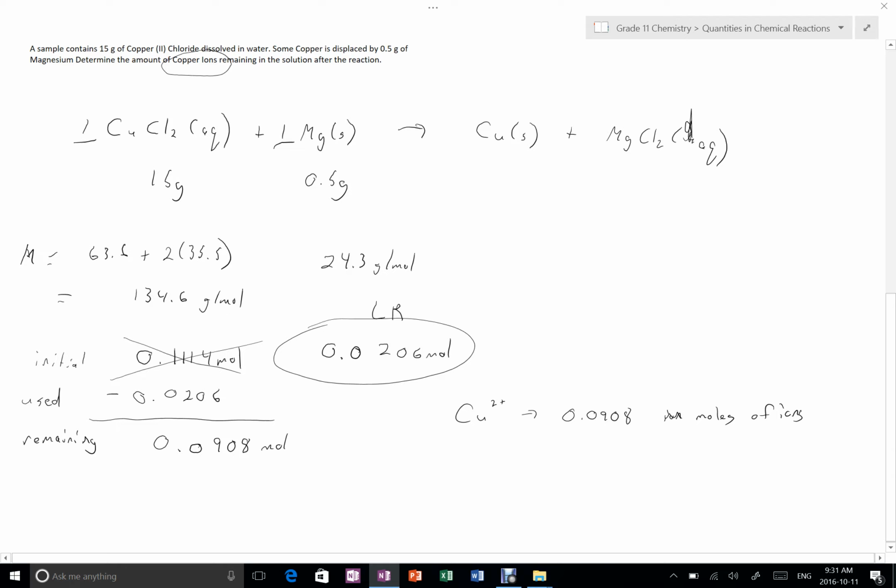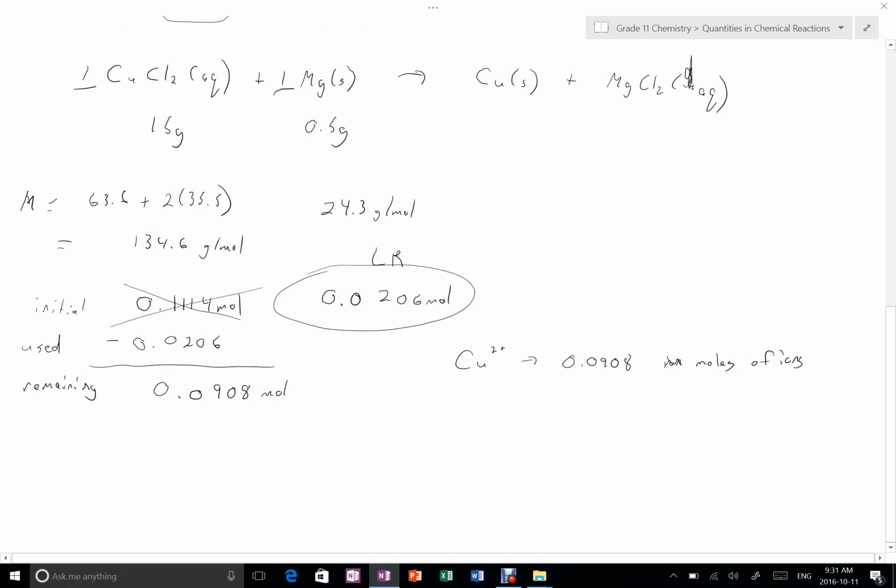And I could stop there. But if I wanted that in a mass, I could convert using the molar mass of copper, which is 63.55. Don't worry that it's an ion. Remember, electrons effectively don't weigh anything, so taking away electrons or adding electrons doesn't make any actual difference here. So we use the full molar mass.